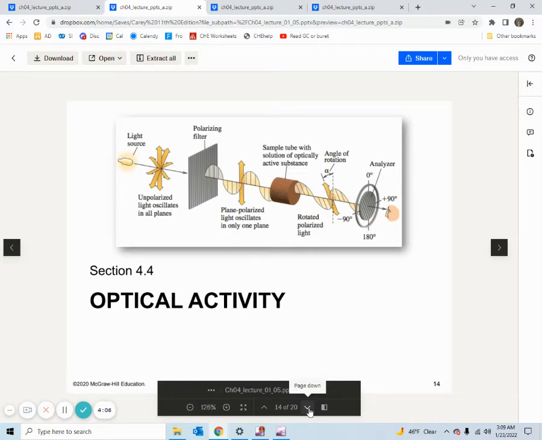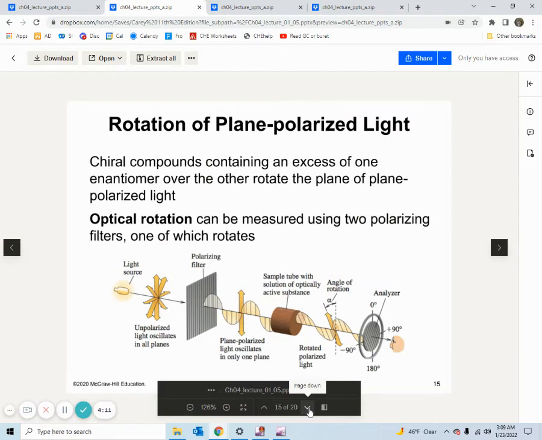4.4 shows us how to recognize optical activity. Chiral compounds containing an excess of one enantiomer over the other rotate the plane of plane polarized light, as shown here. You have a light source and unpolarized light with a polarizing filter. The plane polarized light oscillates in only one plane.